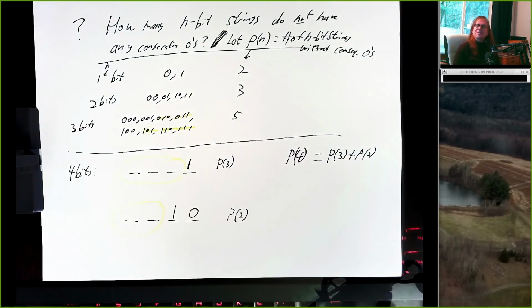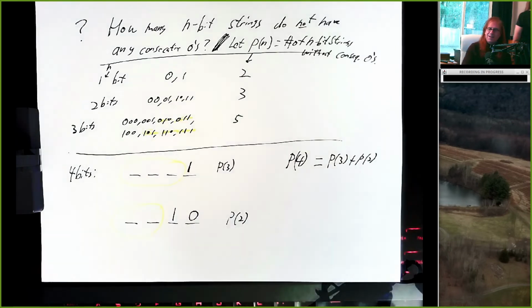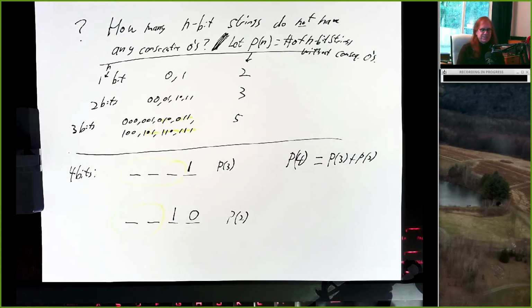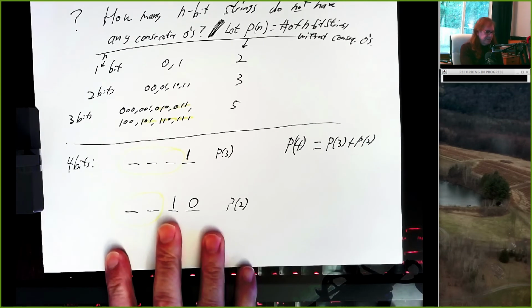And now we're off and running with the bunnies. Say again? This looks like Fibonacci. That's Fibonacci. And it's starting with 2, 3, 5. Those are the first few terms of the Fibonacci series. And we got the same recurrence relation. So the Fibonacci series also tells us how many n-bit strings don't have consecutive zeros. And we've seen that for 4 bits.